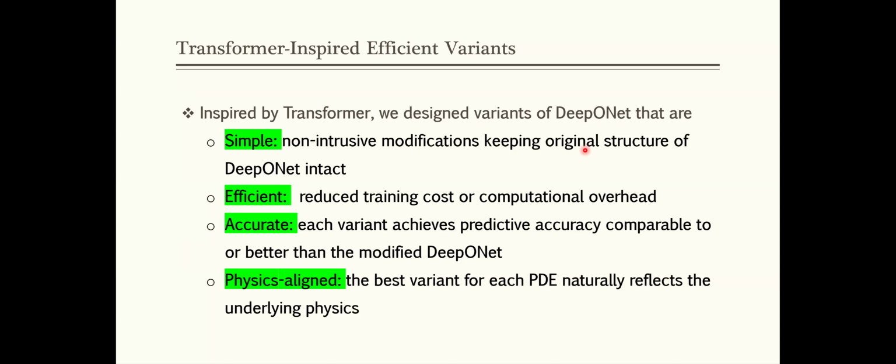They are accurate, achieving performance comparable to, and in some cases better than, the modified DeepONet. And finally, they are physics aligned. Each PDE naturally favors the variant that best matches its underlying physics.